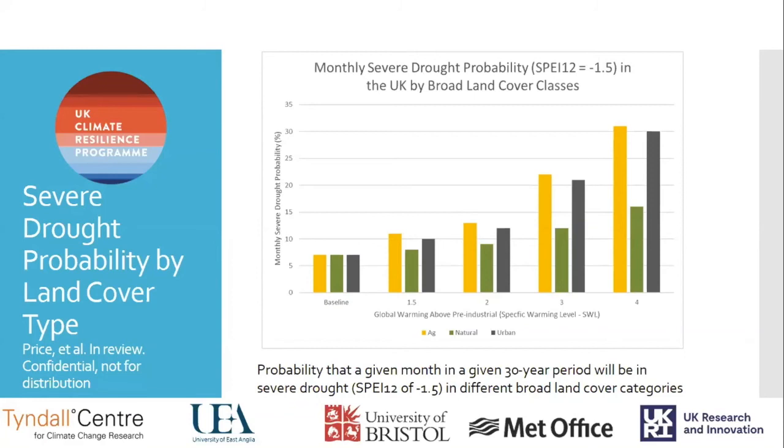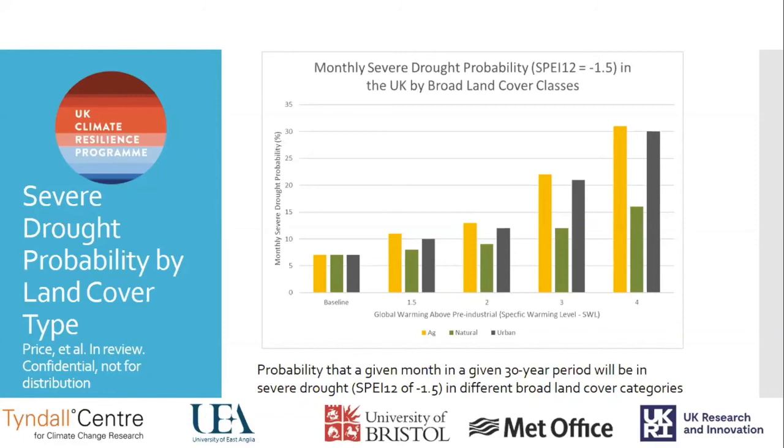And what we found is that with warming, there's a substantial difference in the drought probability, but also in the maximum months of drought, which we're not showing here, between what is currently classified as agricultural land and what is natural land, and also with urban land. And so with increasing levels of warming, you get increasing probability of severe drought in agricultural and urban lands, but less so in natural lands.